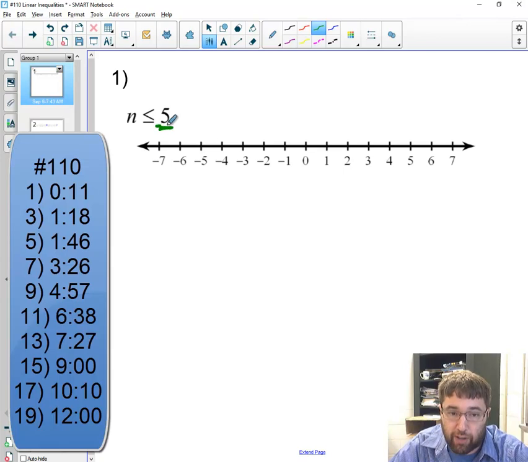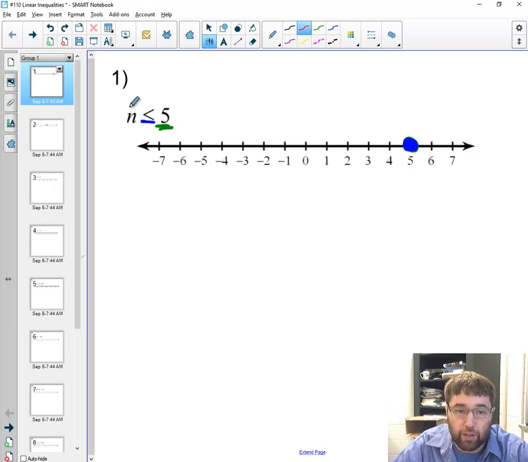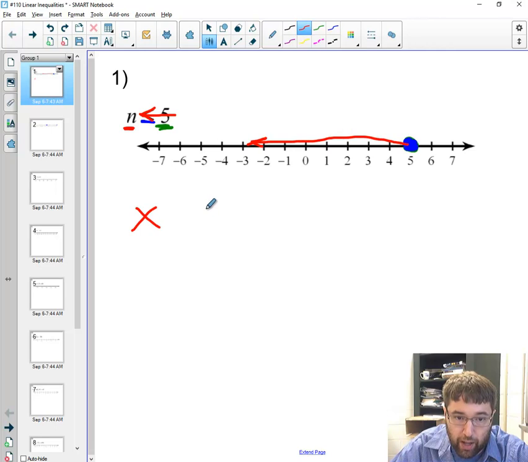So the first thing you do is you find the number 5 and you put an open circle. However, this is going to be a closed circle because of this line right here. Because it's equals, that means this is a closed dot, so I'm just going to fill this in. And then the way I do it is, because the variable is on the left, I just fill in the line so the arrow says it's going this way. As long as the variable is on the left, whatever arrow this is, that's the way the arrow goes.